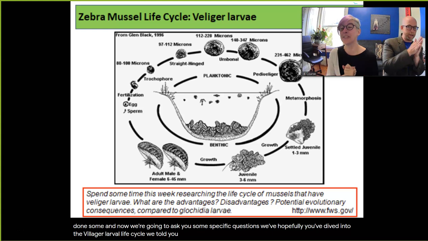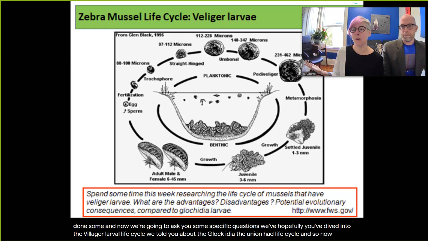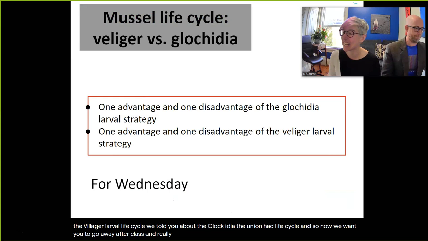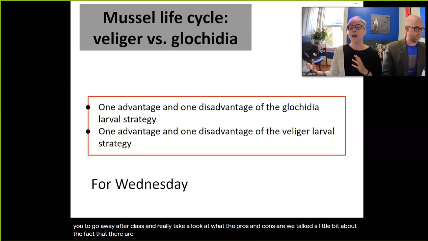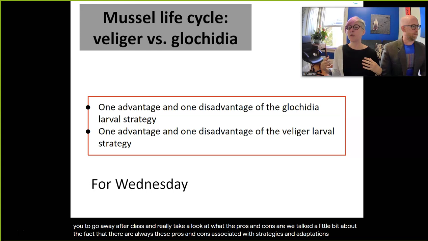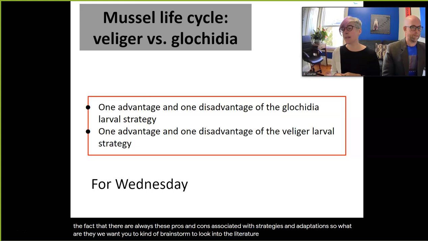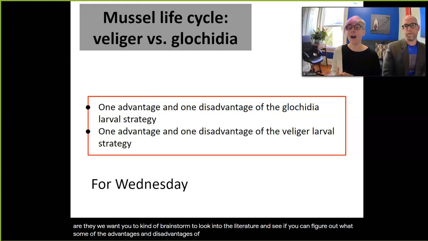Now we want you to go away after class and really take a look at what the pros and cons are. We talked about the fact that there are always pros and cons associated with strategies and adaptations. So what are they? We want you to brainstorm, look into the literature and see if you can figure out some of the advantages and disadvantages of each of those. Then we'll do an activity on Wednesday to make sure that everybody gets on the same page. Cool?